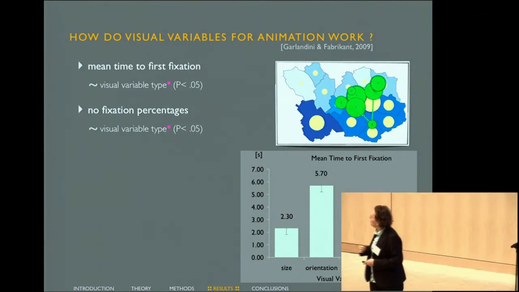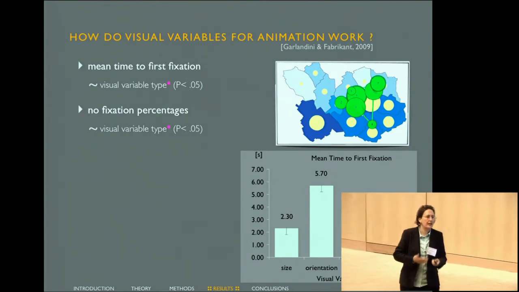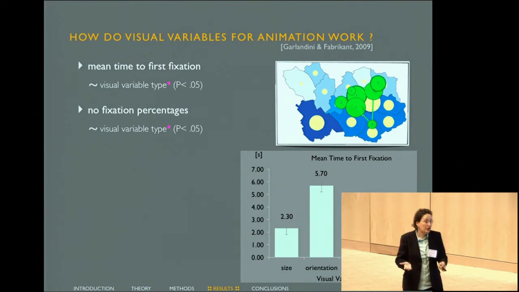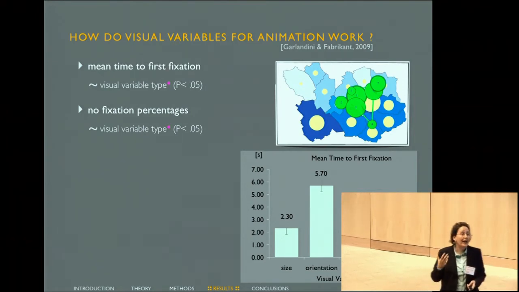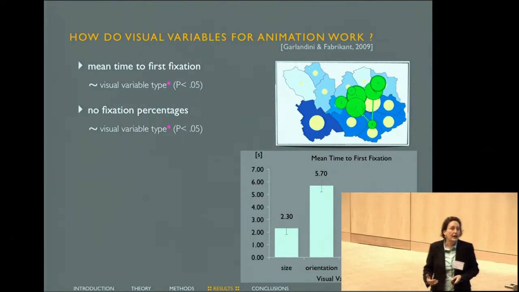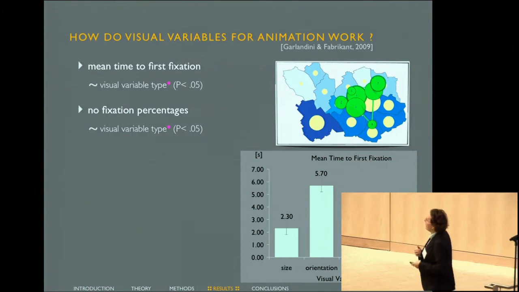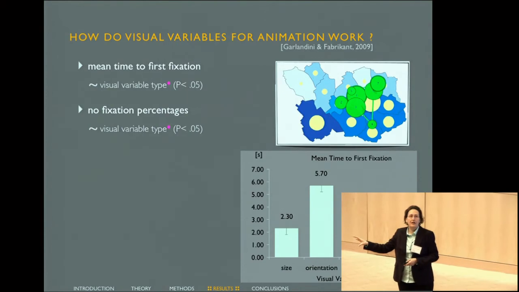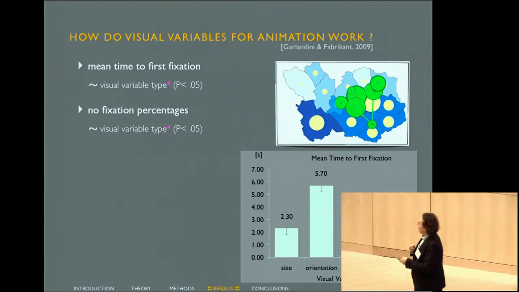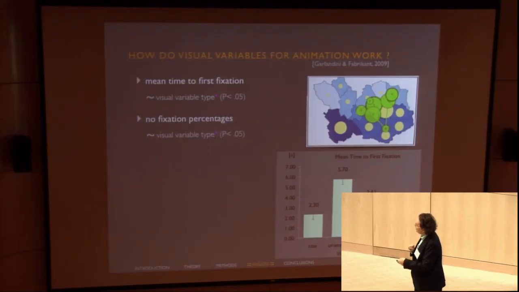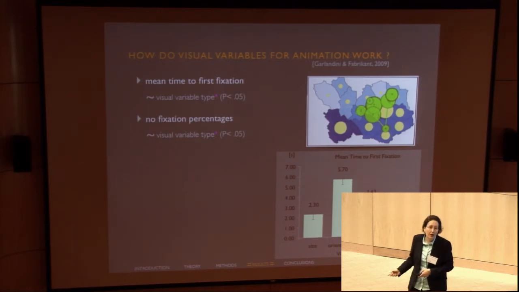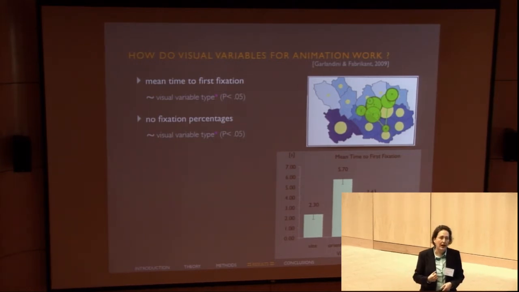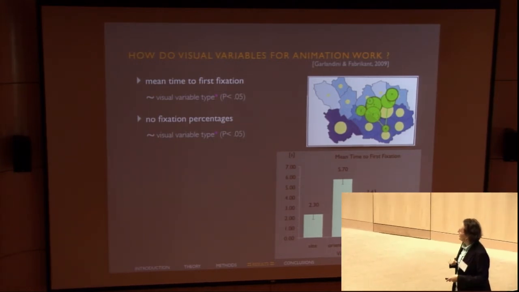And we can, of course, look at the data in different ways. We can also check where people look on the display. We track their eyes, so we use eye tracking while they're performing this task, and we can check how long it takes them to look at the relevant change area. And again, here, mean time to first fixation, we see that orientation takes much longer to be discovered with their eyes than the other visual variables.